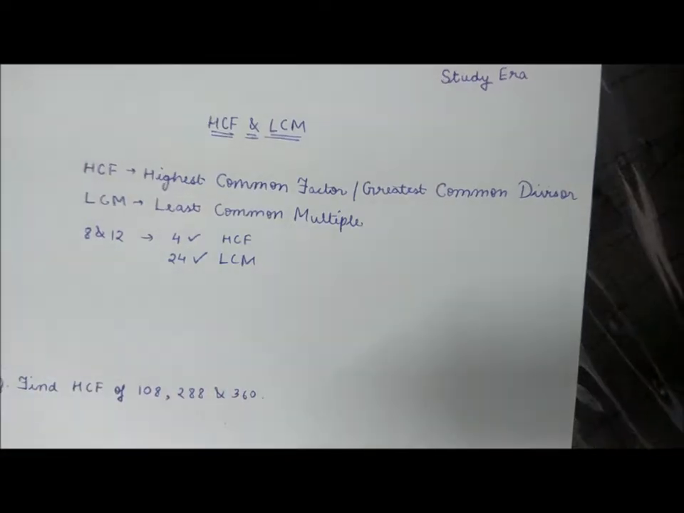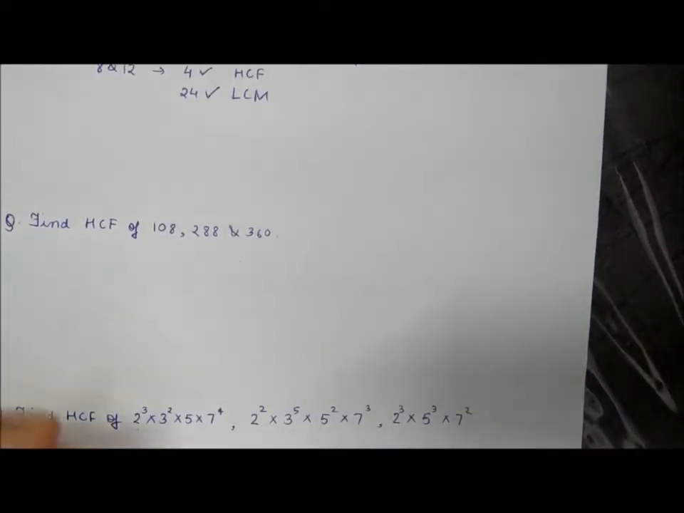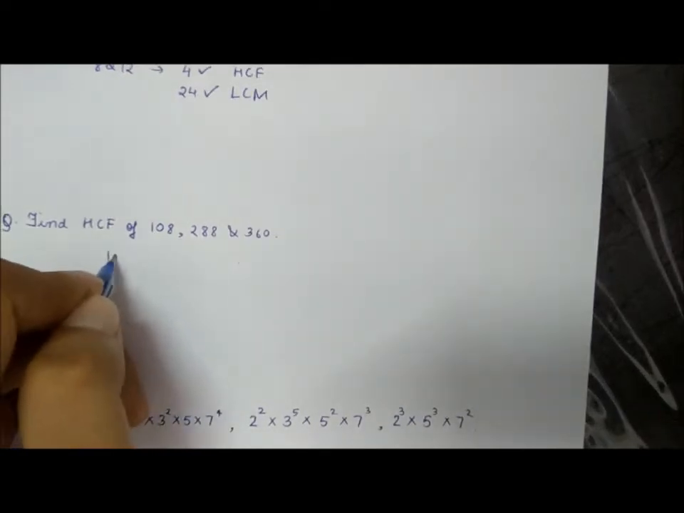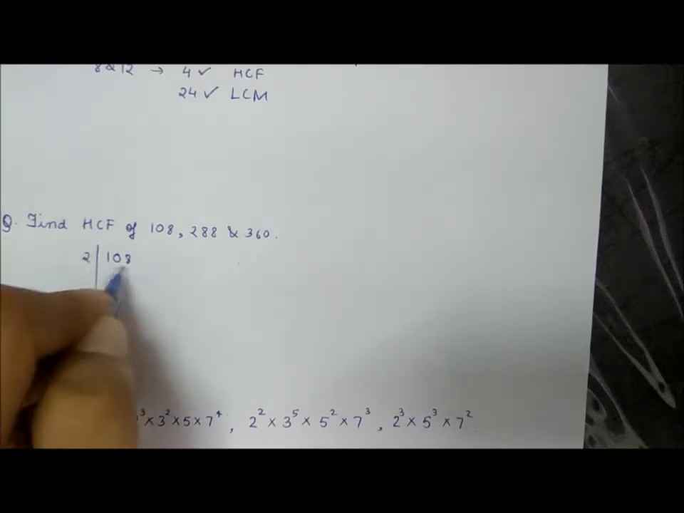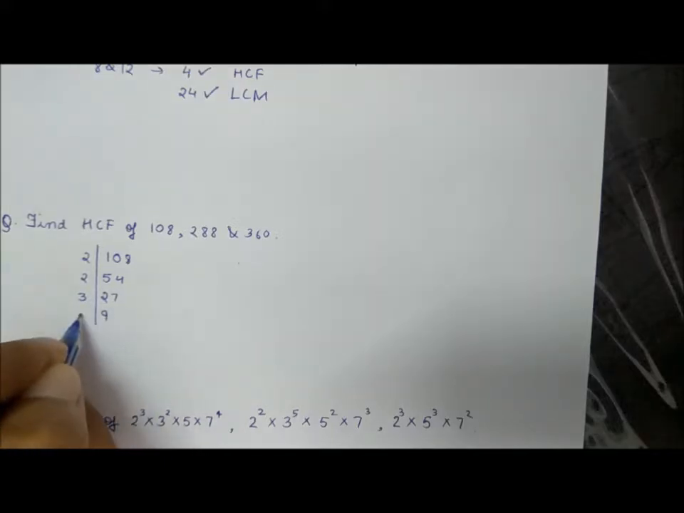Now we should talk about finding the HCF of larger numbers. Example: 108, 288 and 360. Now how to find the HCF of these three numbers? We will simply find their factors. The factors of 108 can be found like this: divide by 2, then it would be 54, by 2 that would be 27, by 3 that would be 9. I hope you guys know how to find factors. By 3 that would be 1.